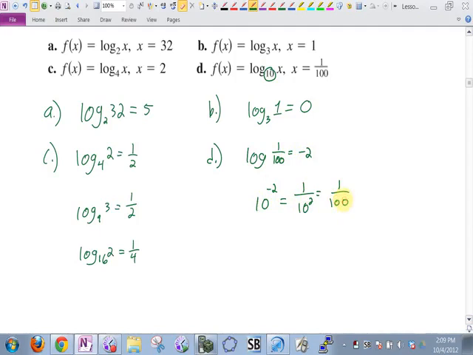Make sense? Okay. Ready for some hard ones? Good. How about, what is the log base 64 of 1/4? Try that without any sort of technology of any kind.